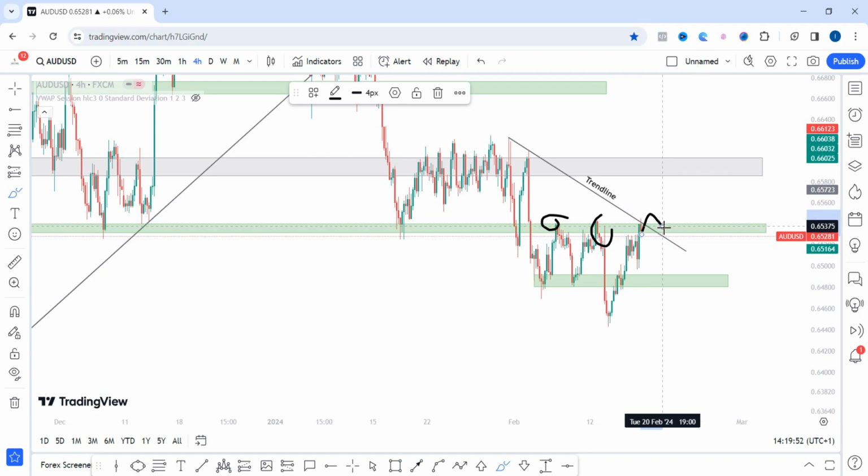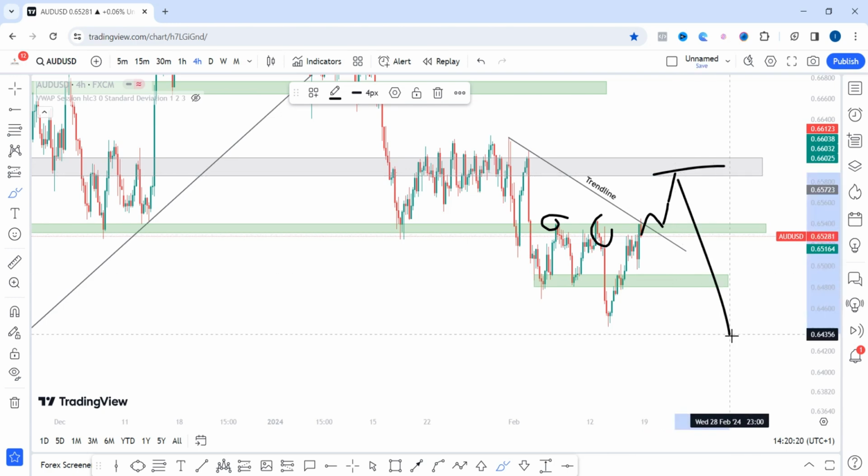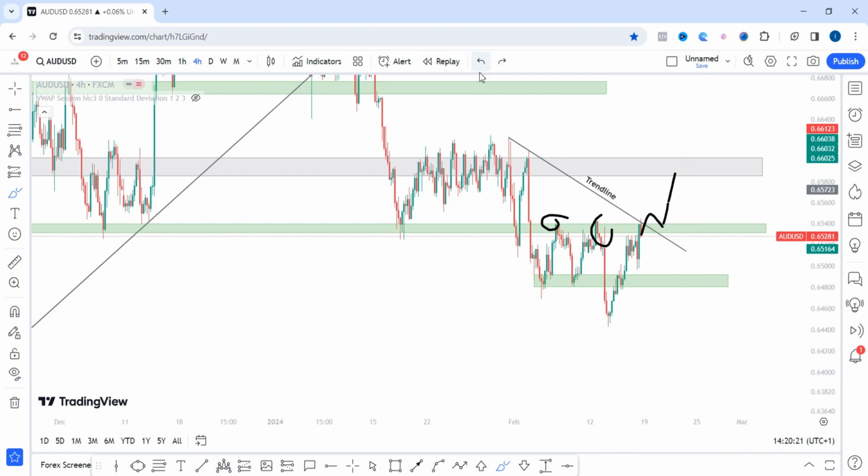Once that pullback happens, I'll go to a much lower time frame, which is maybe the 1 hour, 15 minutes, or 30 minutes time frame. So I'll look for buying opportunities, a bullish engulfing candle or whatever, until we come into this area, which is around 0.65854. So that's what I would like to see if price is to continue higher. From this area, I'll be expecting a bearish continuation.